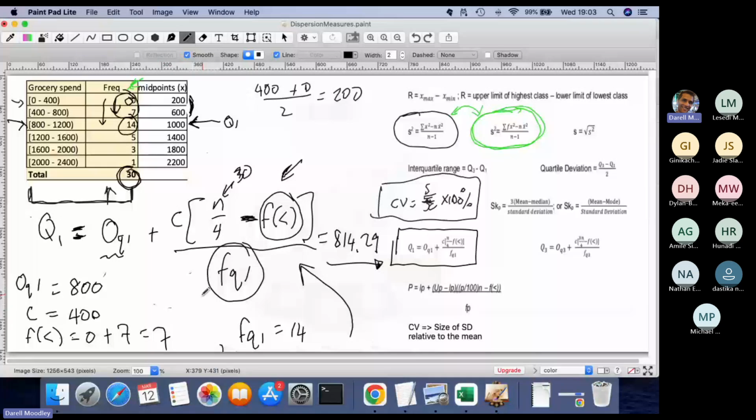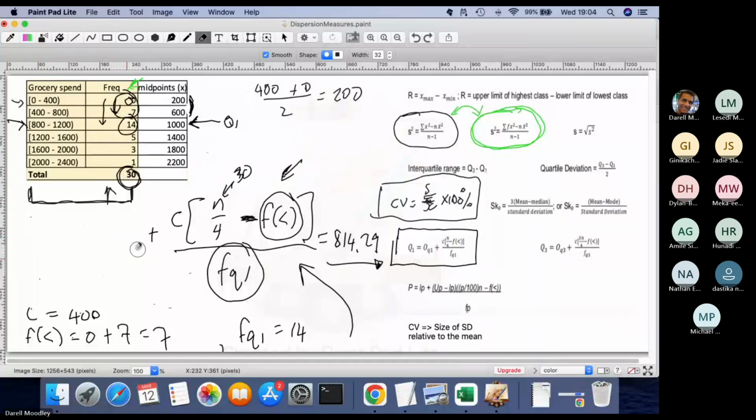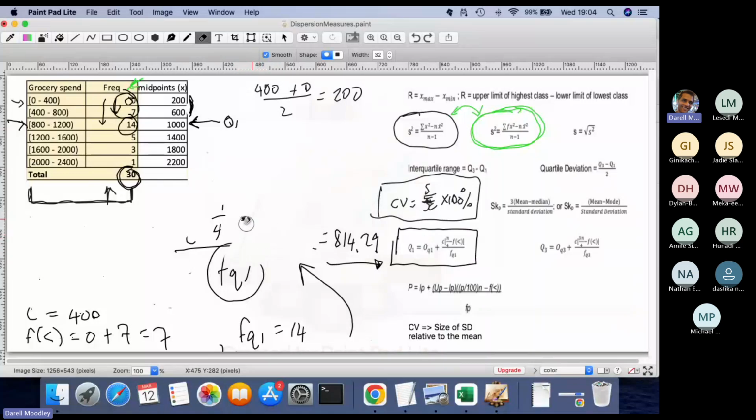The last thing I will do now, and I'll go slightly over time, but it shouldn't take too long, is to do it for any percentile. You could be asked to work out the 80th percentile, so let me show you how to do that. This is the last one, then we're done for tonight.